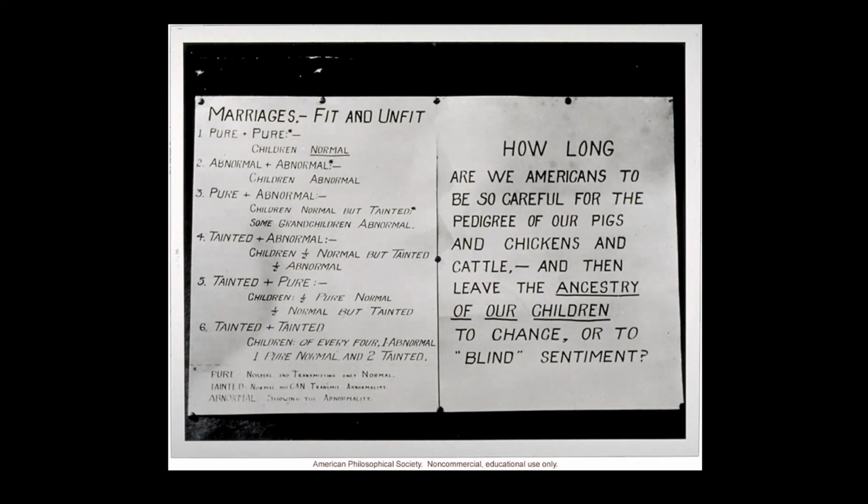If you get a tainted and an abnormal, then about half the children will be normal but tainted, and the other half will be straight up abnormal. Tainted and a pure, well, you get children who are half pure normal and half normal but tainted. And then if you get two tainted, right, then of every 4 children, you'll have an abnormal, a pure normal, and 2 tainted, right? It's all very scientific. It's laid out in this very easy to grasp way of what the probabilities are and the problems.